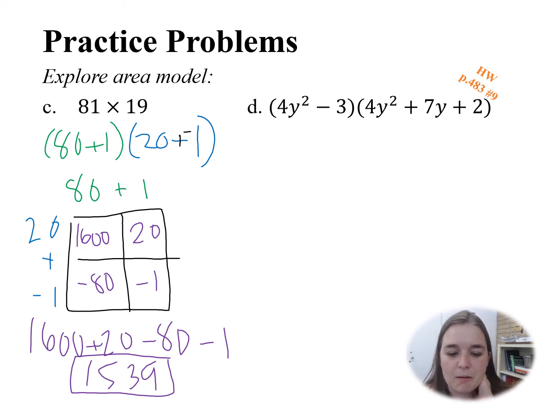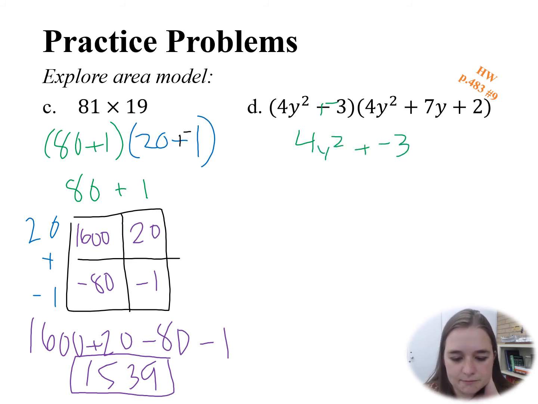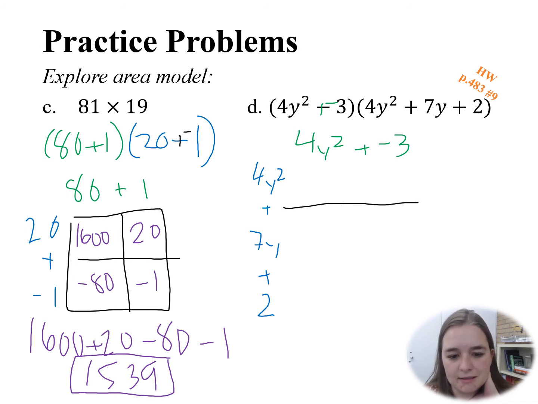So for this next sample problem, it is out of your homework assignment. It's the second half of the first part of your homework here. We're going to do the same process though. This time I have 2 pieces for my first set and I have 3 pieces for the second. Like before, I'm going to take that subtraction and turn it into plus a negative. So when I rewrite this here, I get 4y squared plus a negative 3. And in my vertical, I have 4y squared plus 7y plus 2. And I can build my box by extending those addition symbols.